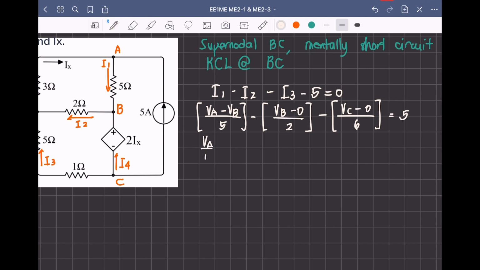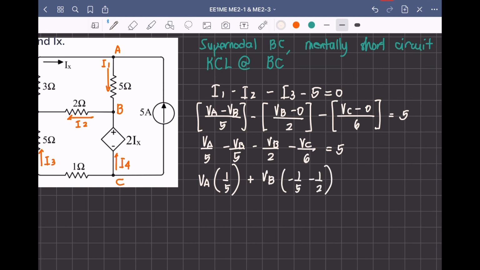Expand, you have VA over 5, negative VB over 5, negative VB over 2, negative VC over 6 equals positive 5. And then, we group together like terms. So, you have VA na 1/5. And then you have VB, dalawang terms yan. You have negative 1/5, tsaka negative 1/2. And then you have plus VC na negative 1 over 6 equal to 5. And this will be equation number 1.